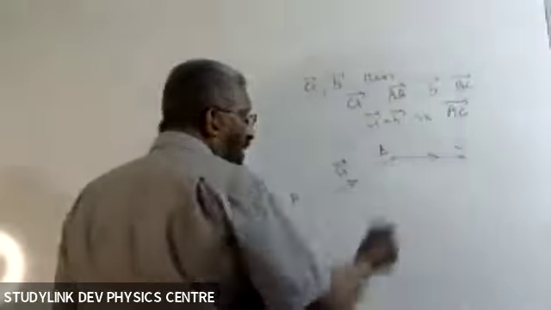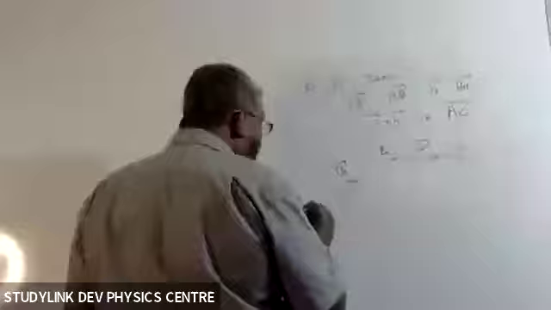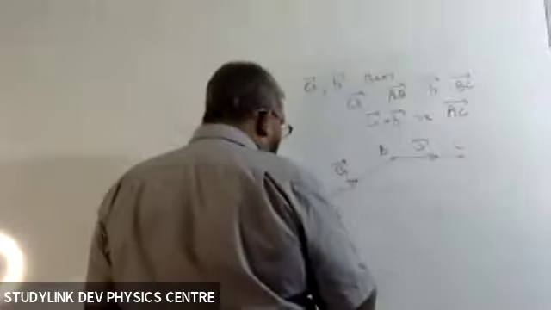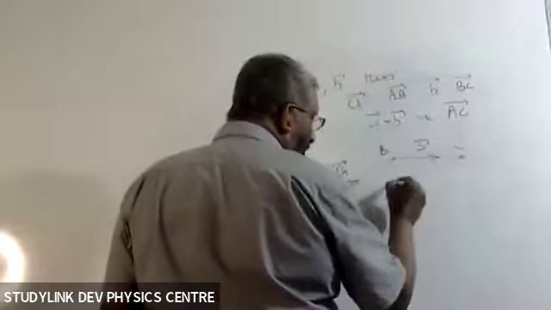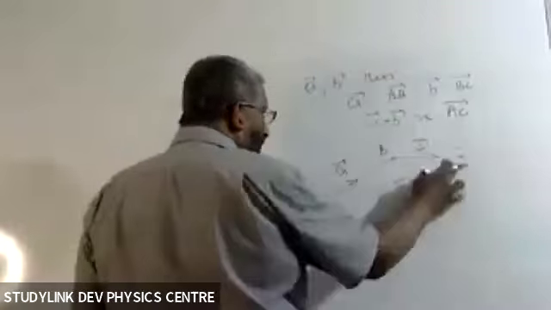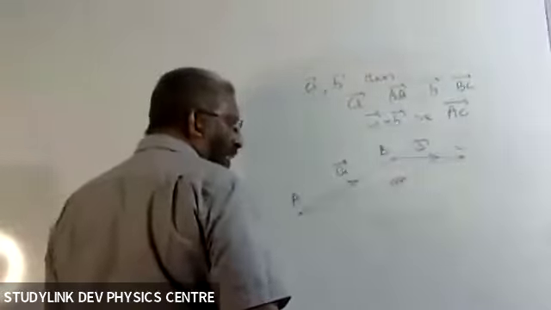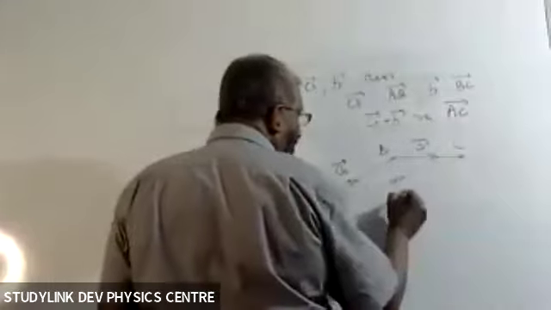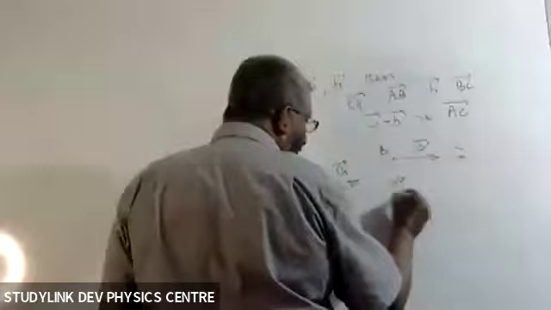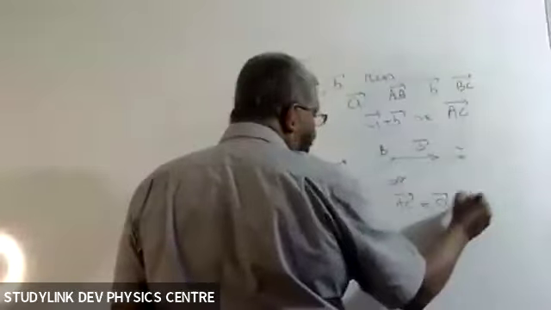End of this, this is vector B. Then the vector AC represents the connection of the first point and the last point. Then you get a triangle. So AC is equal to vector A plus vector B.